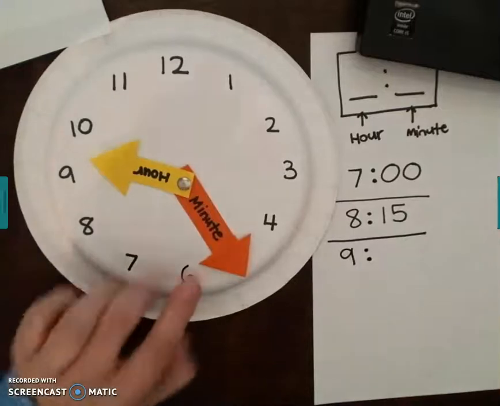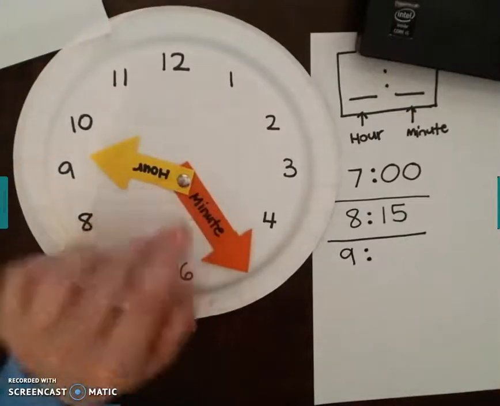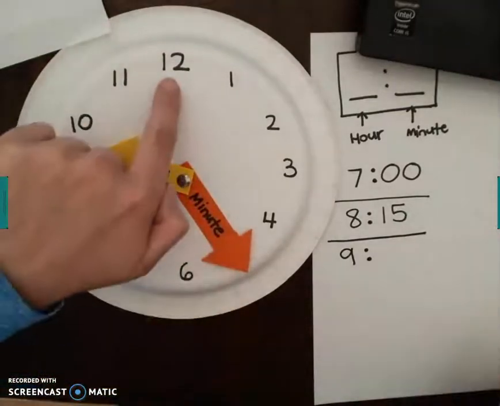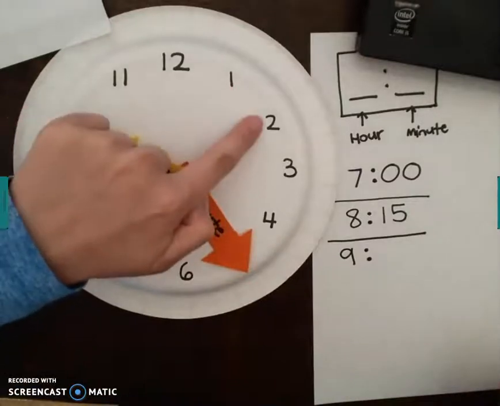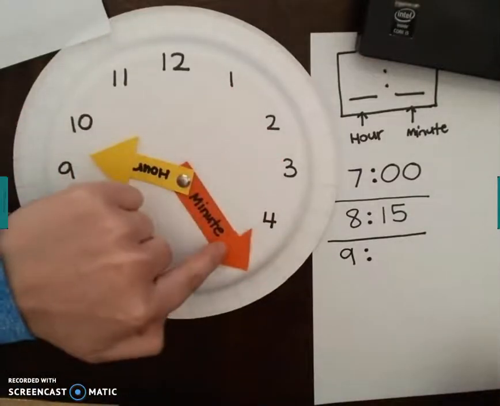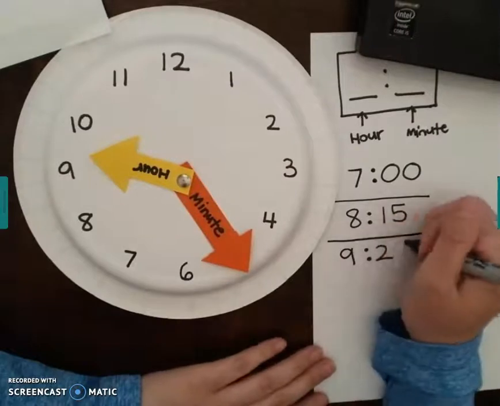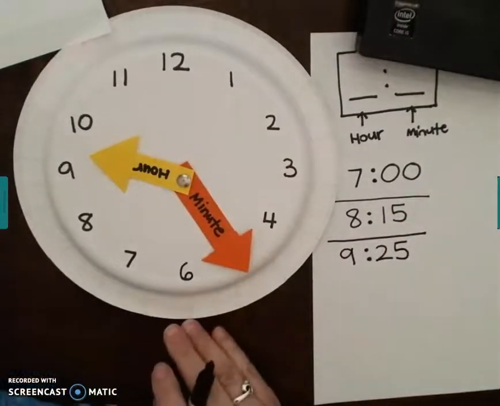And then my minute hand is right on the 5. So I'm going to go ahead and count by 5s all the way around. So 0, 5, 10, 15, 20, 25. So the time on this clock would be 9:25.